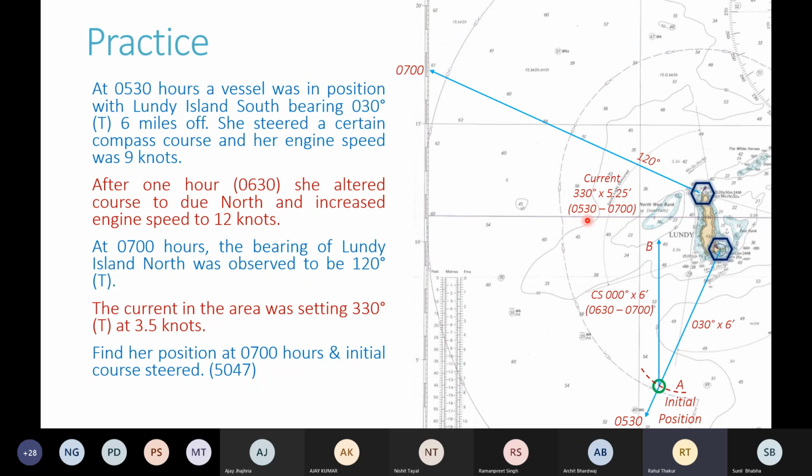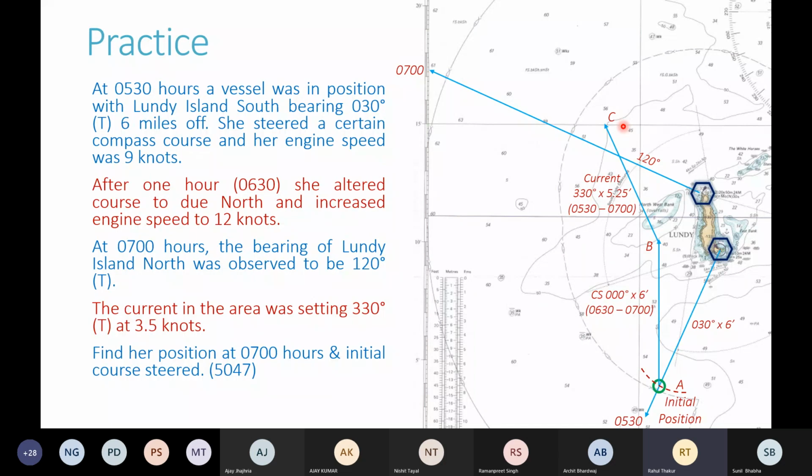So this is the drift from 0530 to 0700, that is for the entire duration of the passage. So let's plot this vector on the chart. The direction is 330 and the distance is 5.25 miles. You can see the vector plotted on the chart now. The point where this current vector ends, that is point C. You can see this point C marked on the plot.